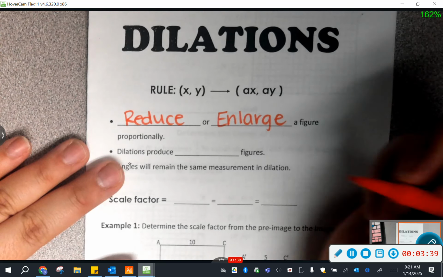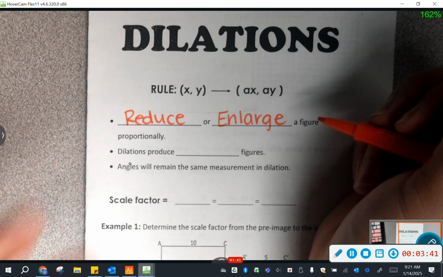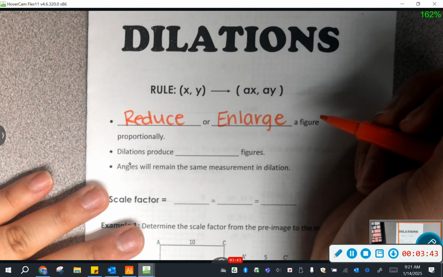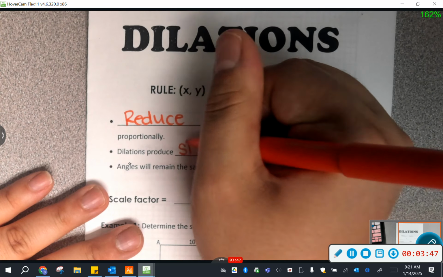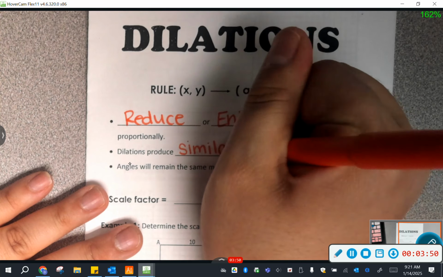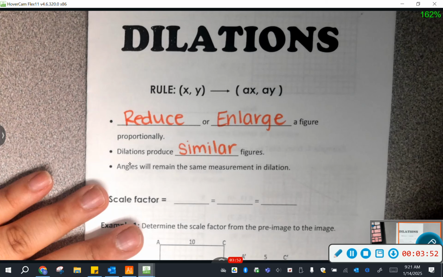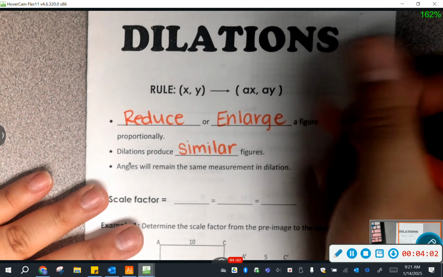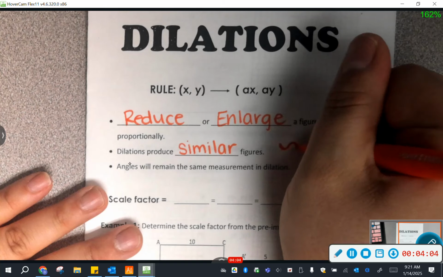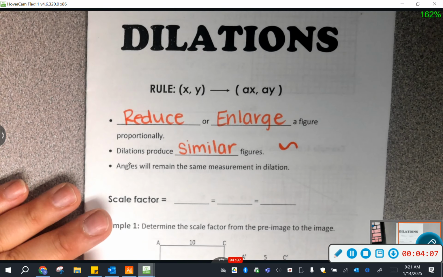Dilations are going to produce, if you make something bigger or smaller, is it going to be congruent? No. What's it going to be? What did we learn? Similar. We are producing similar figures. Michael, focus. Does anybody remember what the symbol for similar is? Okay, that's congruent. What was similar? Just the squiggly. I need y'all to write that down. And remember, angles will be the same.